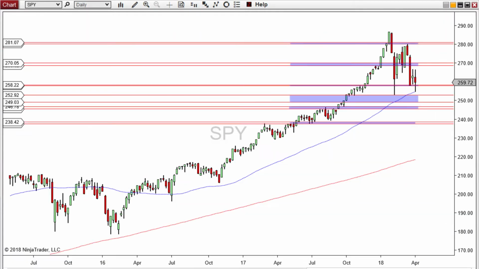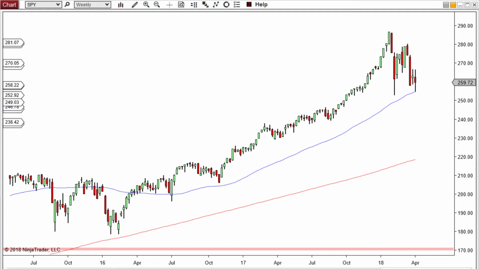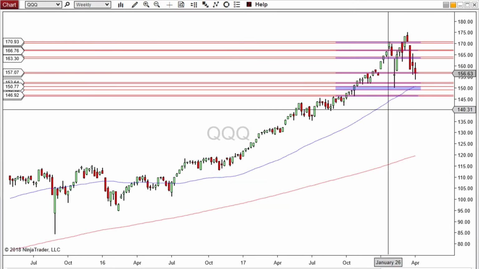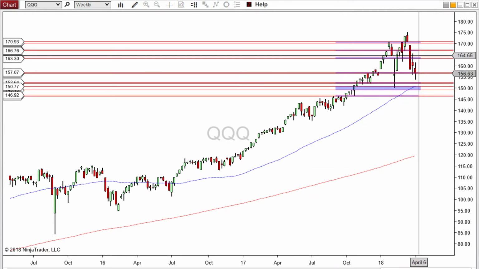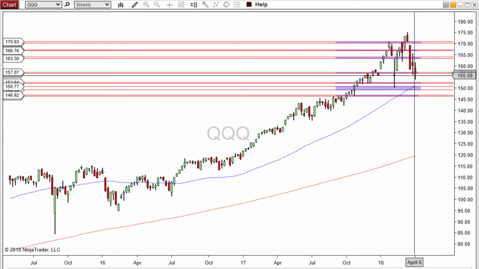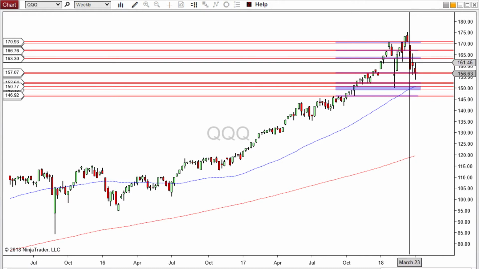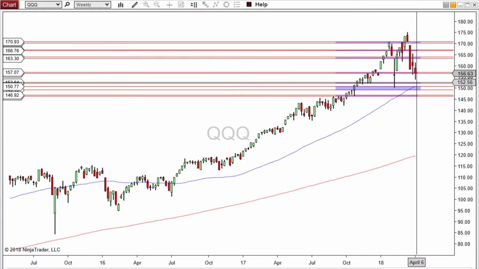All right, okay. And take a look at the Q. Let's go up and get the Q on there. So the QQQ is also pulling back, right? And you see on the weekly here, it's basically one time framing down for the last 3 consecutive weeks. And right now I'm basically looking for this thing to come down.